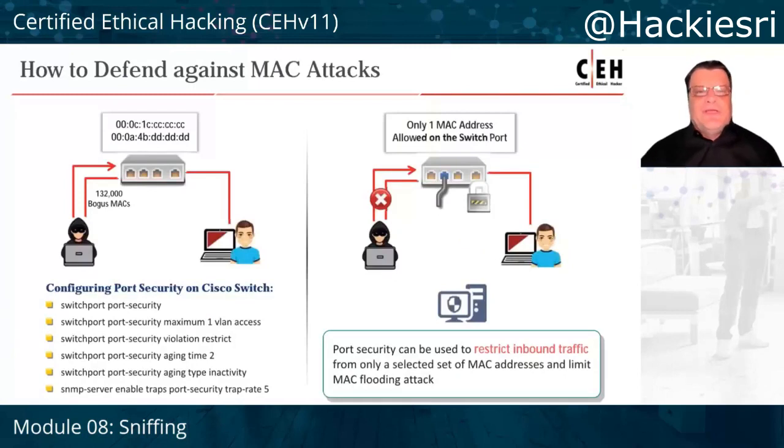How to defend against MAC attacks? As we see, frequently these involve some kind of flooding. First, here are some countermeasures. Configuring port security on a Cisco switch, you have the following measures in the lower left that can be used in order to defend against a MAC attack. On the right, only one MAC address is allowed in the switch port. In this case, port security can be used to restrict inbound traffic to only a select set of MAC addresses and limit MAC flooding attacks. Again, this may not totally prevent them, but will limit or restrict.